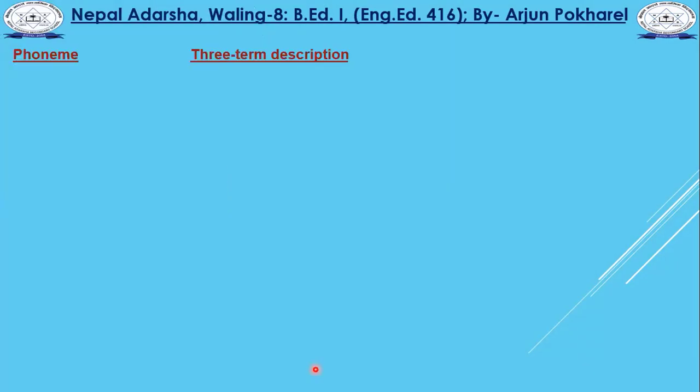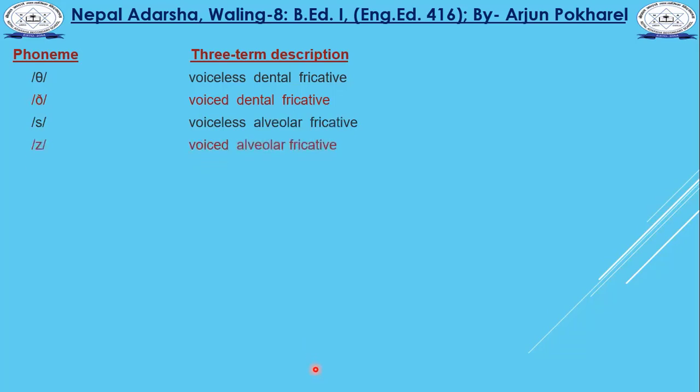Now let's move to the next one, the phoneme three-term description, the same here. Theta sound: theta is voiceless dental fricative. Eth is voiced dental fricative. And sa is voiceless alveolar fricative, and za is voiced alveolar fricative.